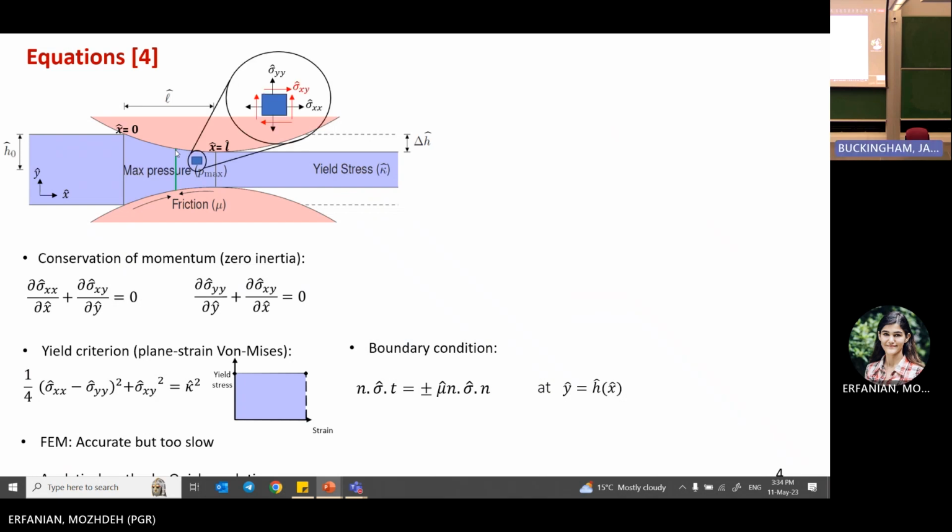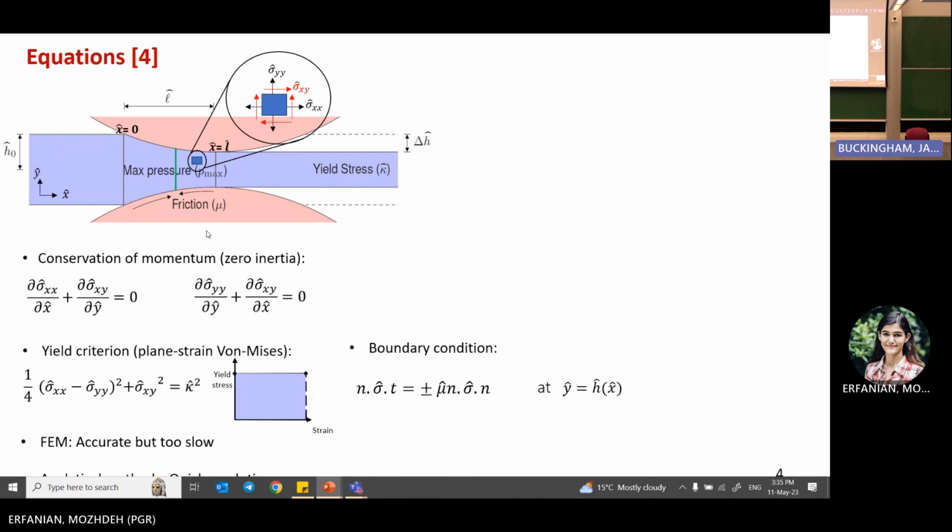If you zoom in on a material point, you can see that the material experiences normal stresses and also shear stress. Normal stresses sigma xx and sigma yy are a result of the fact that the sheet is under force and also stretched, and the shear stress comes from the friction. So we have three unknowns and we need three equations.